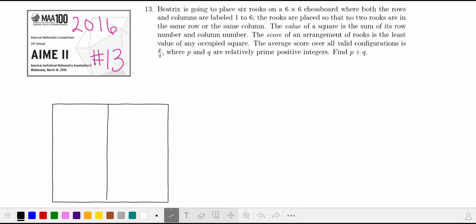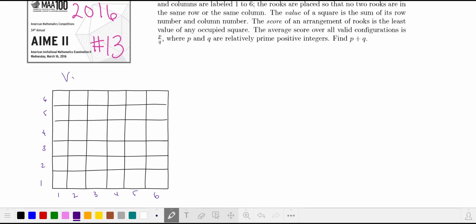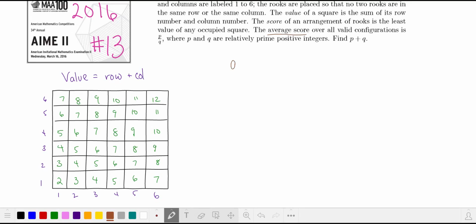Let's draw our 6x6 board and record the values of all the squares. The value of each square is the sum of the row and the column, so we'll fill in all of these values. The problem asks for the average score, which is the sum of all the scores divided by the number of possible configurations. So we'll start by finding n here in the denominator.